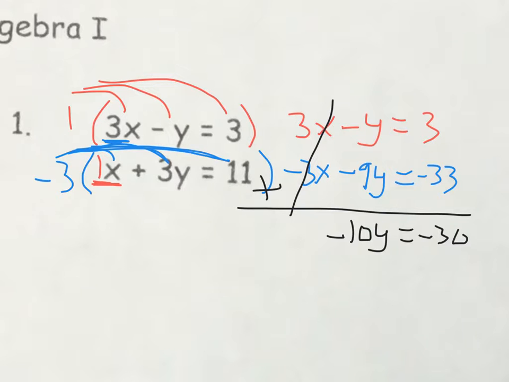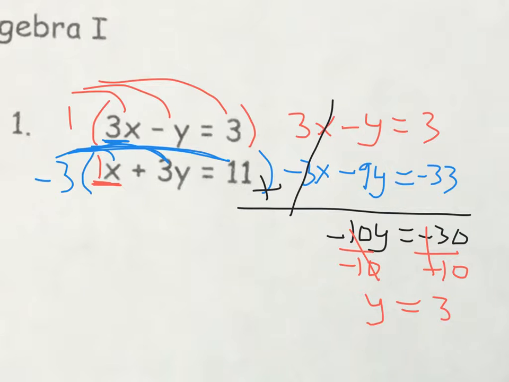The last step to solve for y is to divide by negative 10 on both sides of the equal sign. The negative 10's cross out, so now you have y is equal to, the negatives cancel out and make it a positive, so a positive 3.